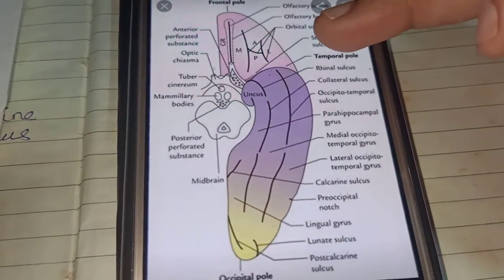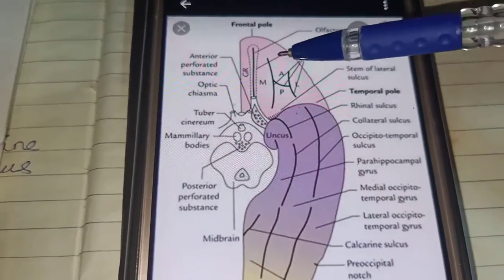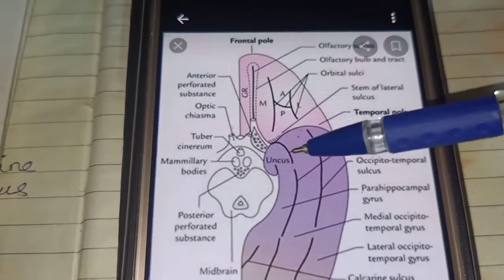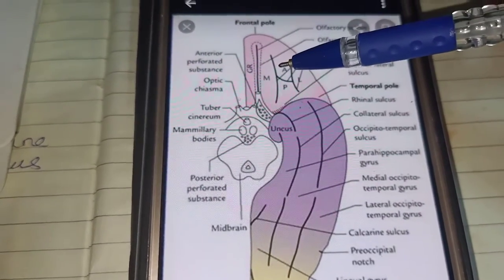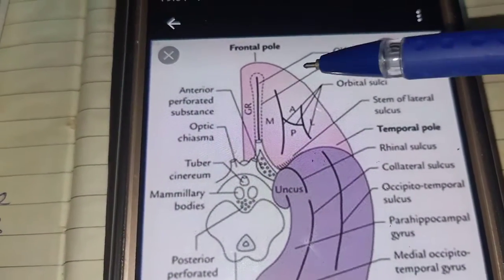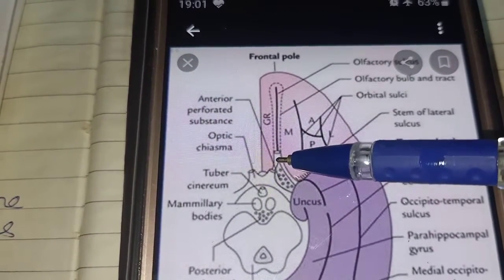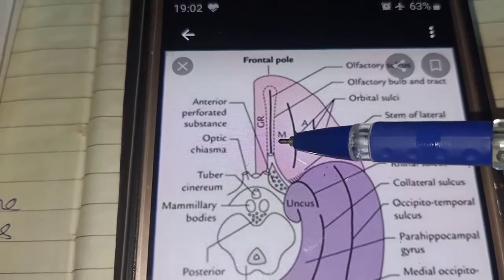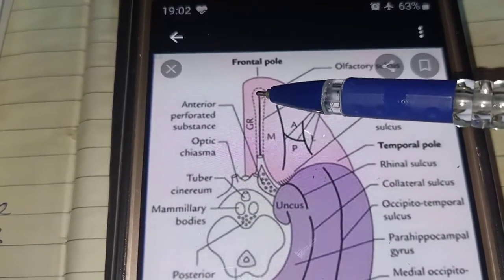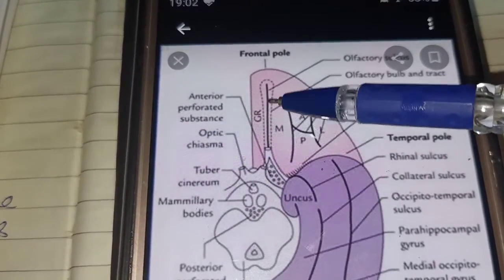Now we'll take the orbital part, which is the anterior part of the inferior surface of the cerebrum. The first is the olfactory sulcus. You can see here, this is the olfactory sulcus. Here would be the olfactory bulb and the olfactory tract, which I mentioned in my previous video. So the first sulcus is the olfactory sulcus.